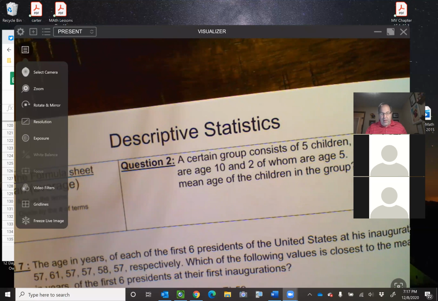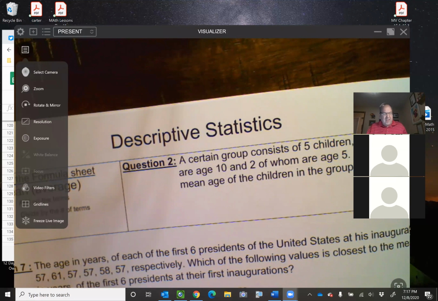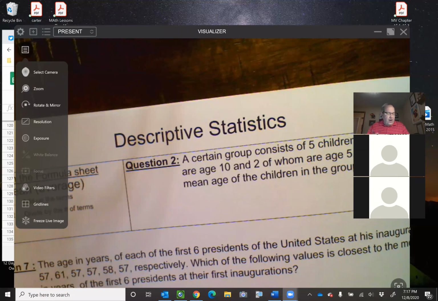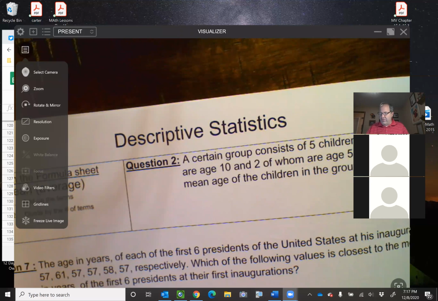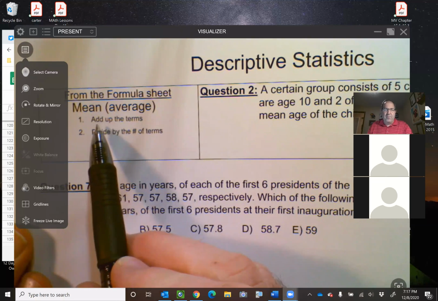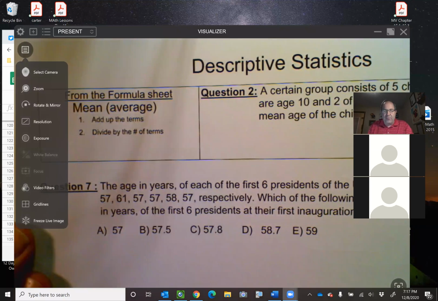Descriptive statistics are like mean, median, mode. And these are on the test, and lately they've been a favorite of the ACT. They really like to ask questions that deal with these. So let's talk about some words. Like the word mean, it's another word for average. In other words, add up all the terms and divide by the number of terms.